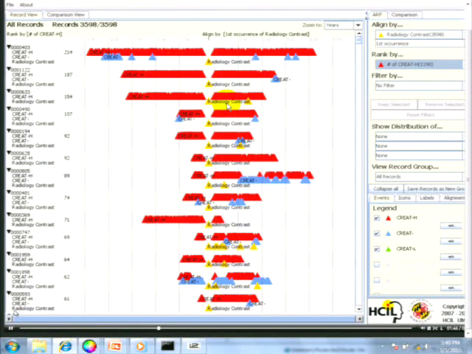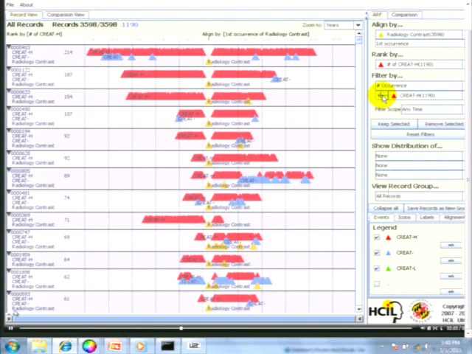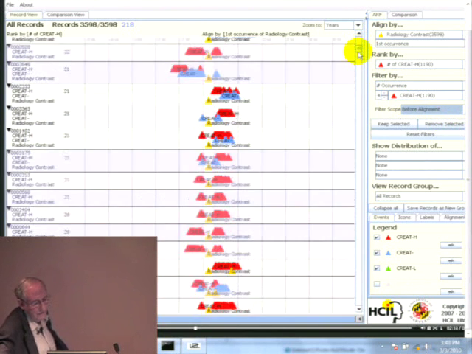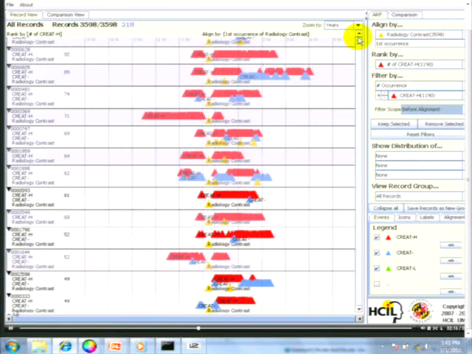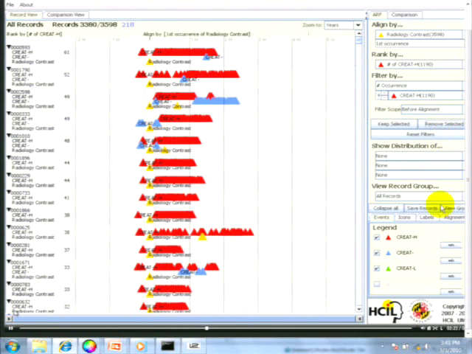To remove the chronic patients who have at least 4 creatinine high events prior to a radiology contrast, I choose to filter by the number of occurrences on creatinine high. I set the number to be at least 4, and the filter scope to be before the alignment. The blue highlight indicates that these records are selected. For our purposes, we want to remove them. I click on Remove Selected and also save the remaining records as a new group. It's called Non-Chronic.